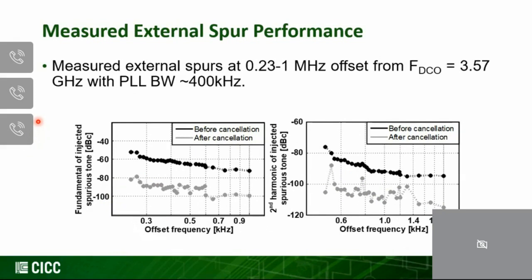Okay, so as I mentioned earlier, all the spur cancellation techniques don't really care whether it's coming from internal or from external. So here we also do an experiment where we inject the spur externally. And we can see that after we enable the cancellation, we can also reduce that spurious tone energy.